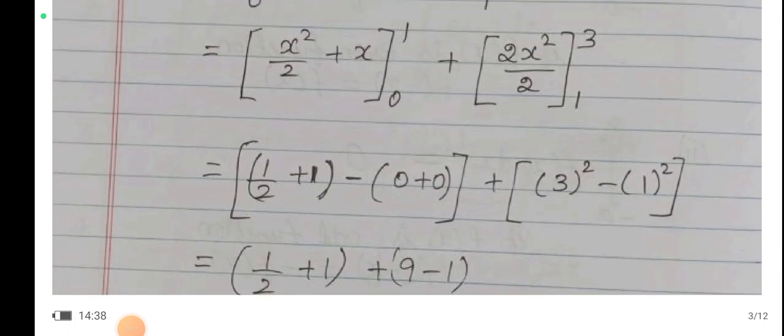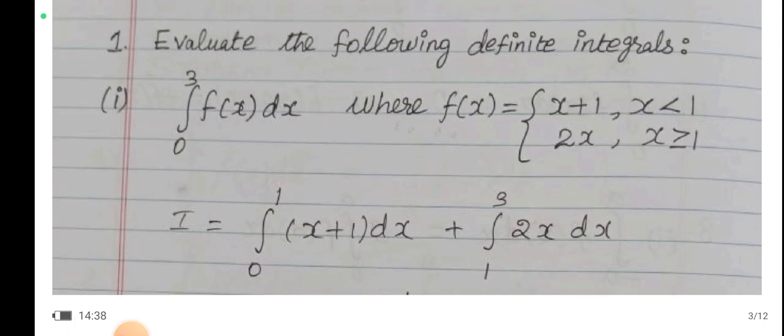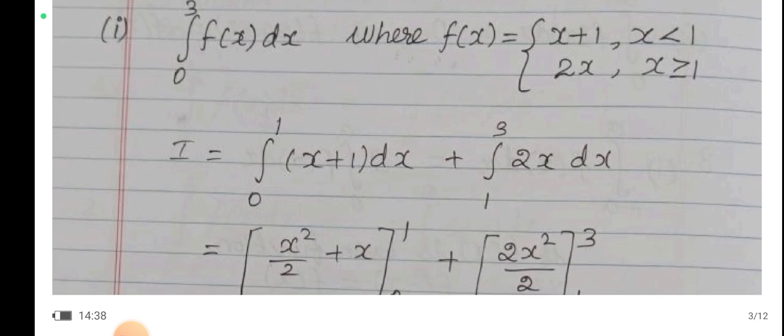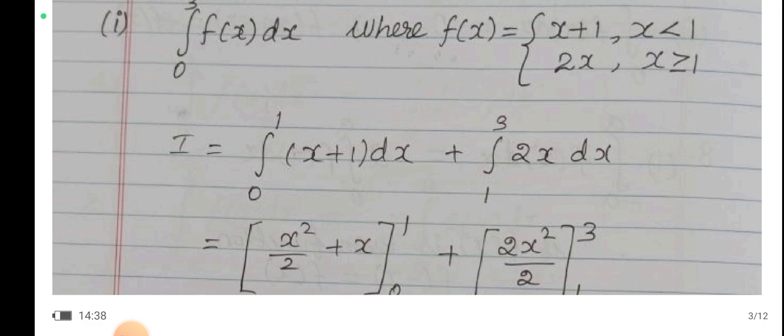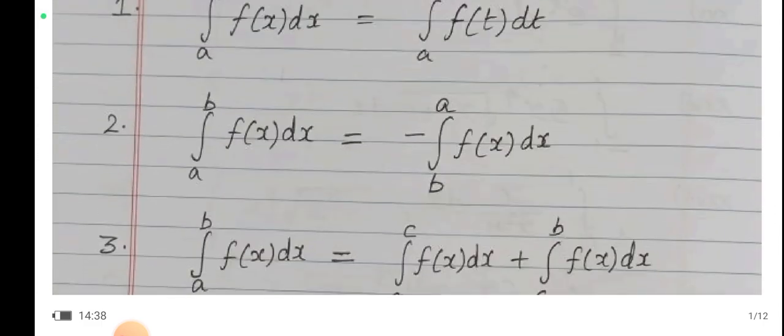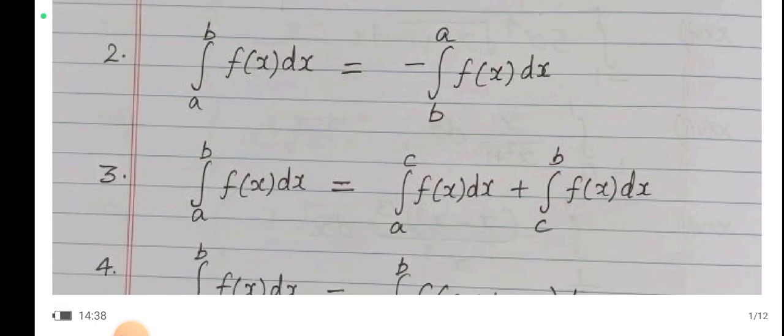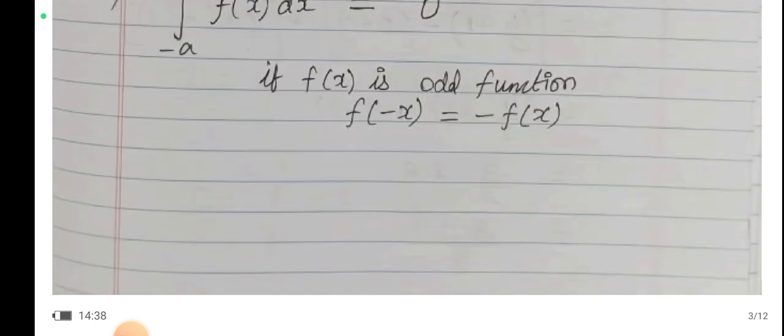Easier, check. What property did we apply in this sum? We applied the property to the value x plus 1 and 2x. 0 to 3 we split it into 0 to 1 and 1 to 3. What property of integral is this? Integral a to b equals a to c plus c to b. This third property only we are applying here. Clear? Check.